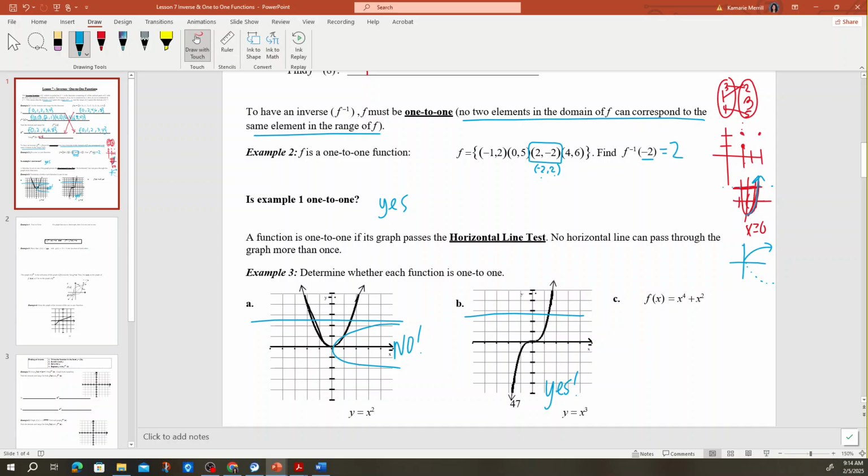What do you guys think algebraically, or not even algebraically, but like an expression or an equation? Do you guys view this as one-to-one? And why do you think it's not one-to-one?